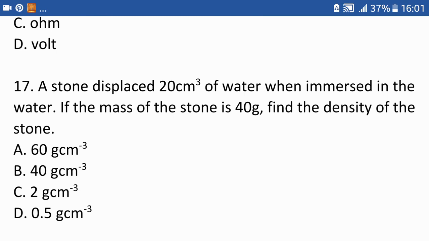17. A stone displaced 20 cm cube of water when immersed in the water. If the mass of the stone is 40 grams, find the density of the stone.